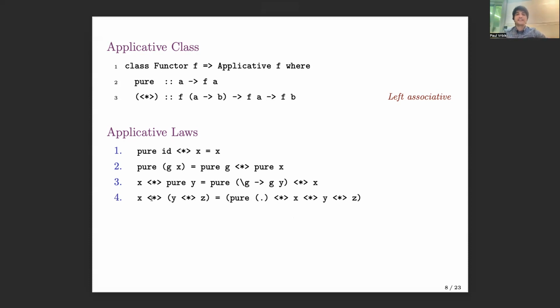And this one is basically saying we can associate to the right, because this is default left associative. So this is just saying the applicative is associative, right? It doesn't matter how we bracket.